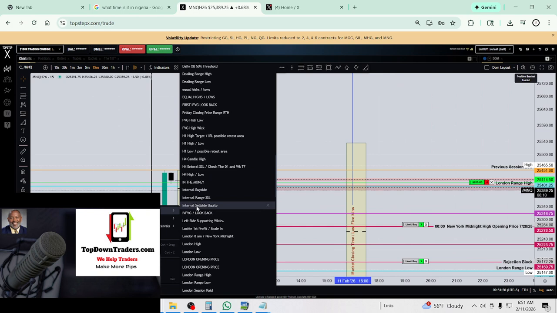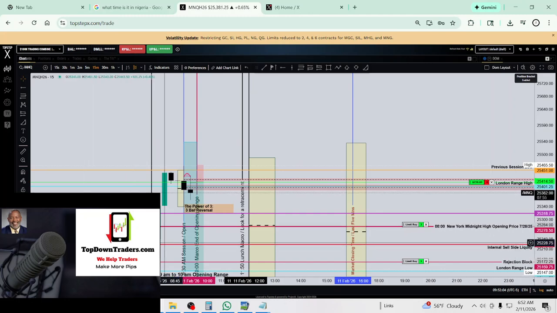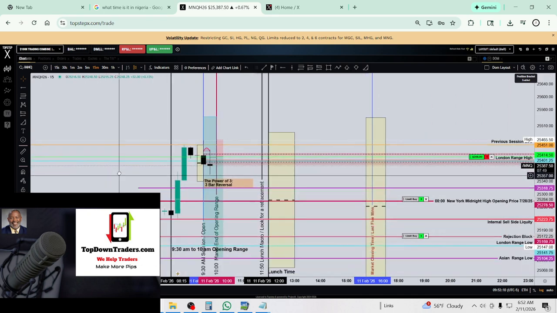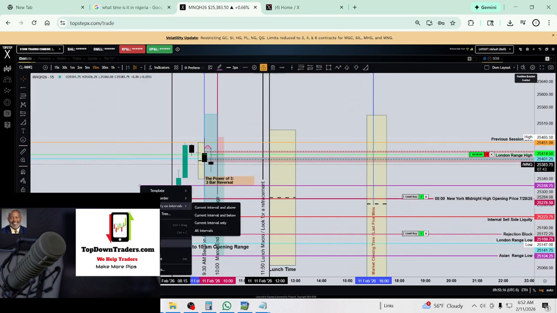Now I'm going to use internal sell side liquidity here. But this area is what I'm looking at right now that my eyes are paying attention to. These are relatively equal highs, internal sell side liquidity. You'll hear a lot of different names that people use out there, and you pick and choose which one you like to stay committed to. I don't remember what this line is. I think this line was an accident.